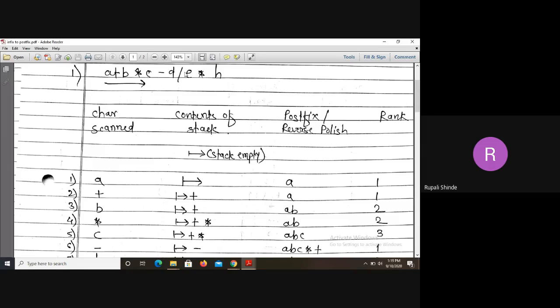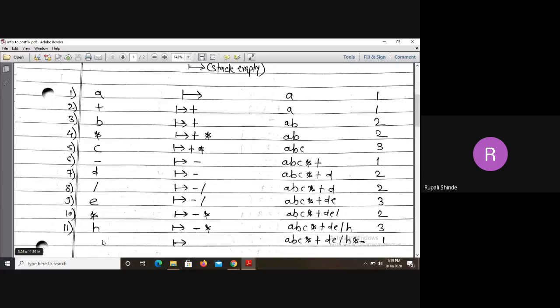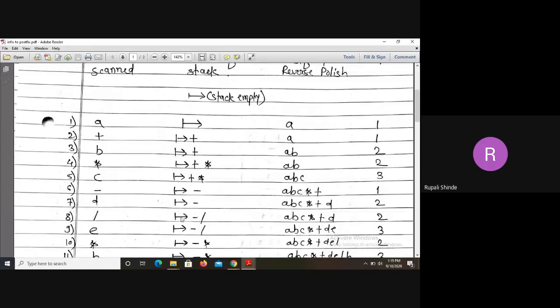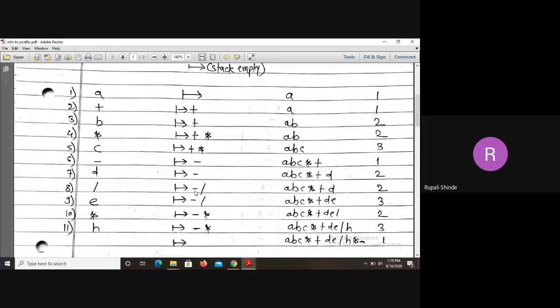Now the next character is the division operator. So again we have to push this onto the stack as this is an operator. So now the stack is containing the minus operator and the next operator is the division operator. Here the priority of division is greater than the minus operator. That's why we can directly push this division operator onto the stack. So here they have given it, and your postfix form and rank remain the same.